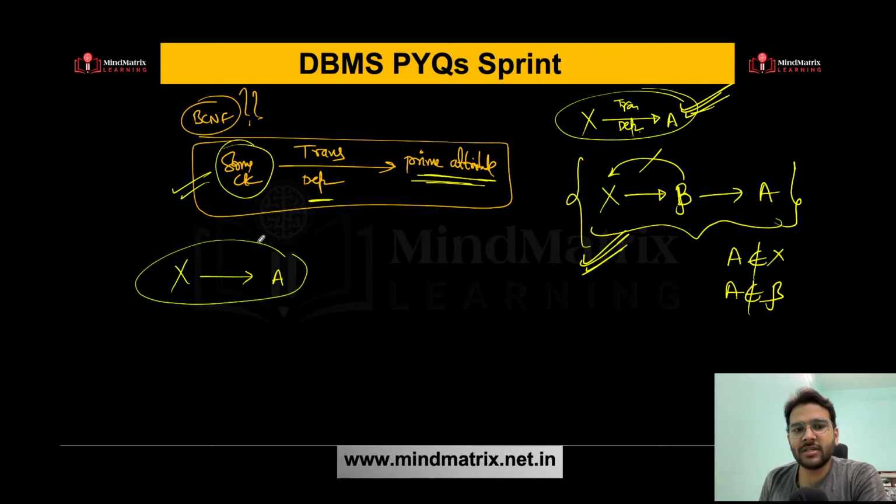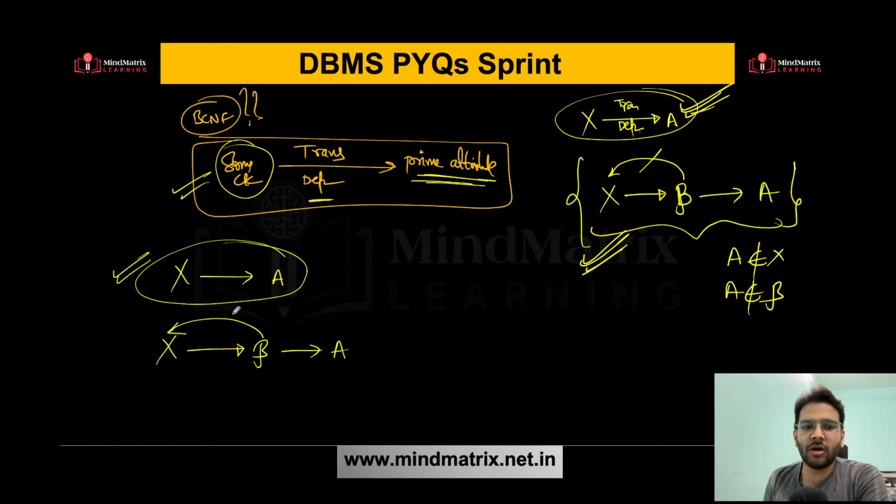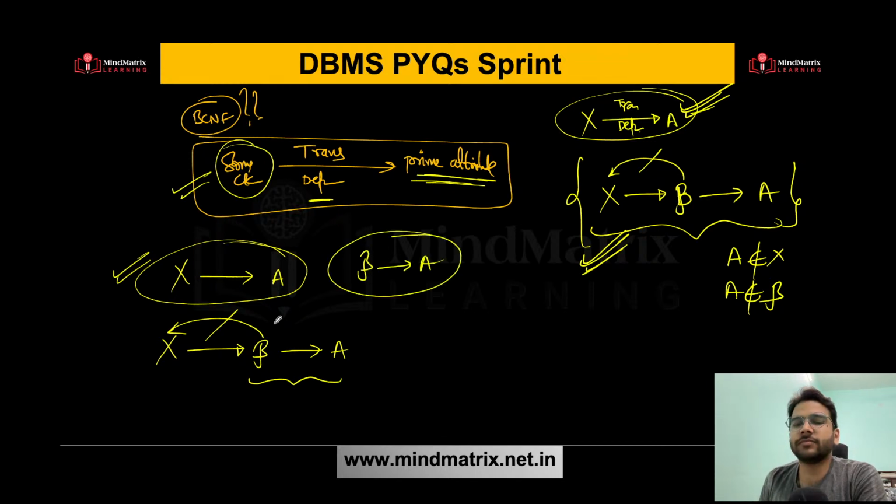Now, can we have this kind of transitive dependency? So if I'm saying this kind of transitive dependency is there, what does that mean? That means some beta is there which determines A, and beta cannot determine X. This is what I'm trying to say. But you know this, that means this kind of functional dependency is also present. If beta determines A is there, this type of functional dependency is also present.